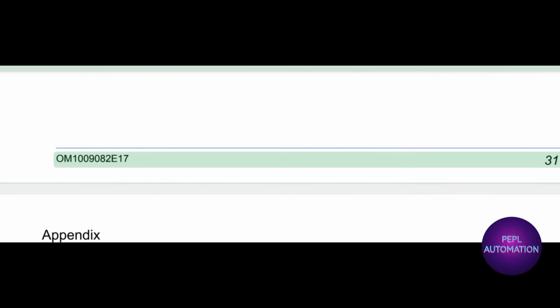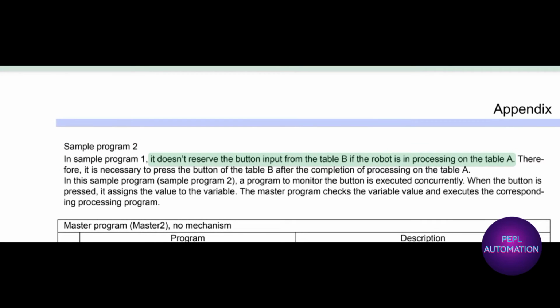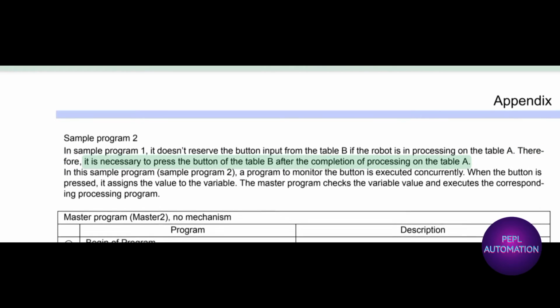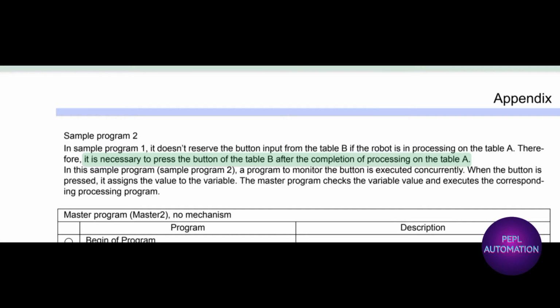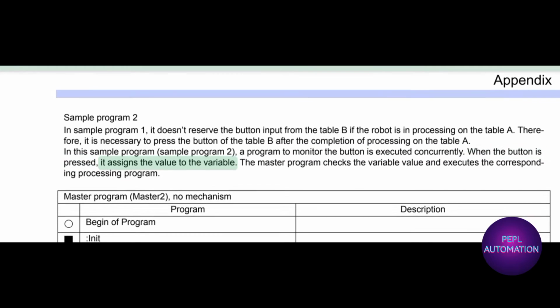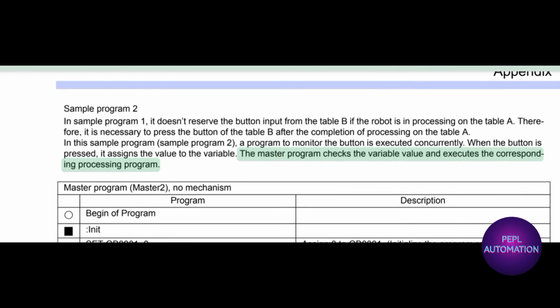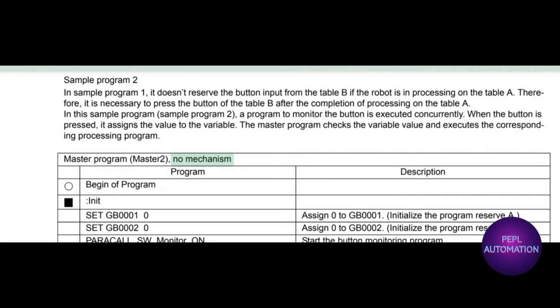Appendix. OM10090882E17 311. Sample program 2. In sample program 1, it doesn't reserve the button input from the table B if the robot is in processing on the table A. Therefore, it is necessary to press the button of the table B after the completion of processing on the table A. In this sample program 2, a program to monitor the button is executed concurrently. When the button is pressed, it assigns the value to the variable. The master program checks the variable value and executes the corresponding processing program. Master program, master 2, no mechanism.